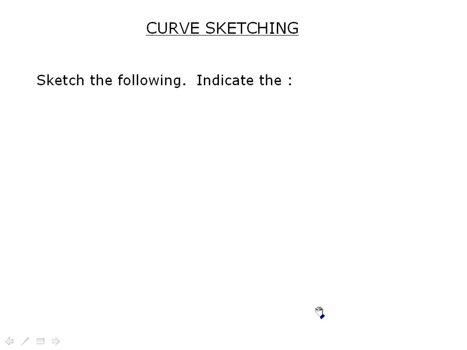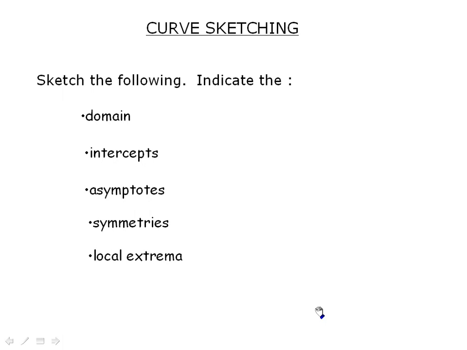So typical instructions would be sketch the following and indicate the domain, intercepts, asymptotes, symmetries. Symmetries, as has been noted before, is less important than the other ones, but still, we'll do it. Local extrema, points of inflection. So these are really the big components of the whole thing. For most of the graphs, I'm going to assume that we're going to do things in exact values, unless it states otherwise.